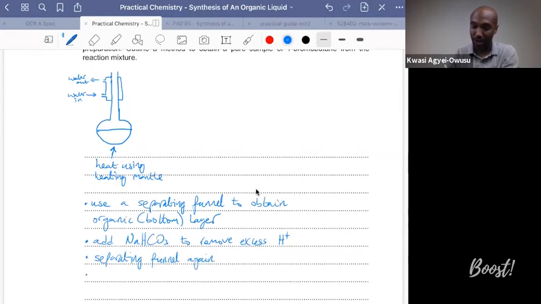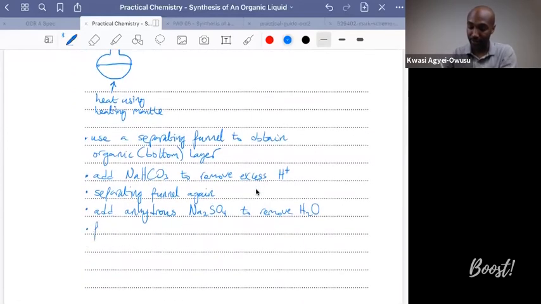And then, having done that, you're going to use a drying agent. You can use anhydrous sodium sulfate. So you're going to add anhydrous sodium sulfate to remove water. And then having done that, you're going to filter to remove anhydrous Na2SO4.